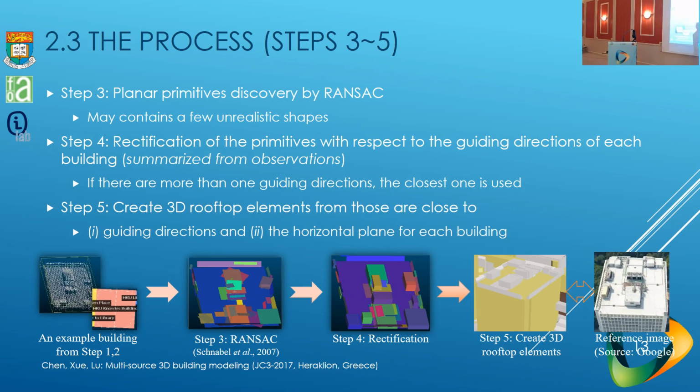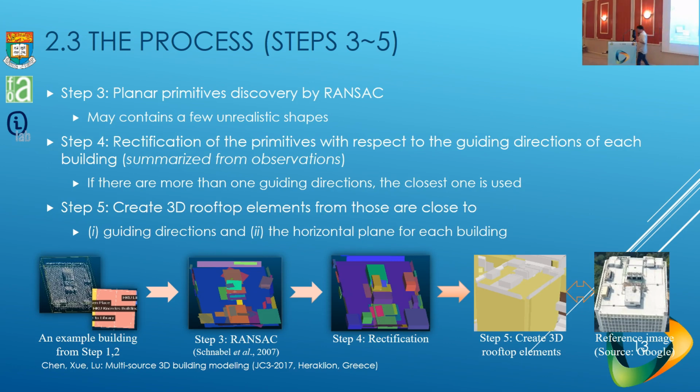The next step is we rectify some of the shapes if they look weird, because usually we assume the rooftop elements should be in line with the major edges. And then in step 5, we select the primitives to create 3D volumetric shapes. And that is the result of our building.